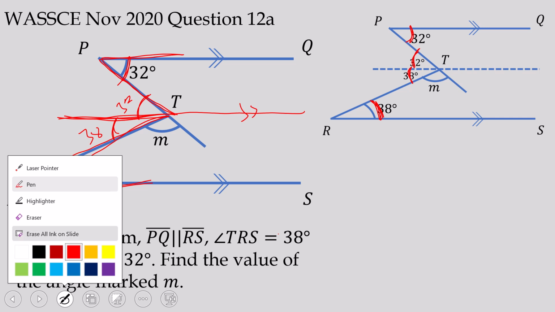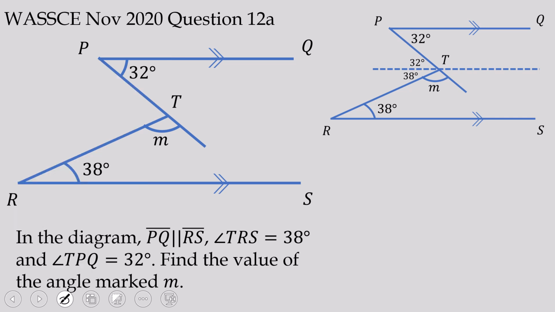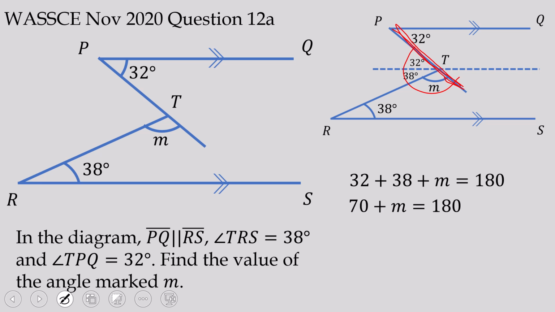Then now you realize that I have a straight line. So this is a straight line, right? I have a straight line like this, and angles on a straight line add up to 180. So it means that the 32 plus the 38 plus M is equal to 180. So therefore, I can solve my value of M to get M is equal to 110 degrees. And that is the final answer.